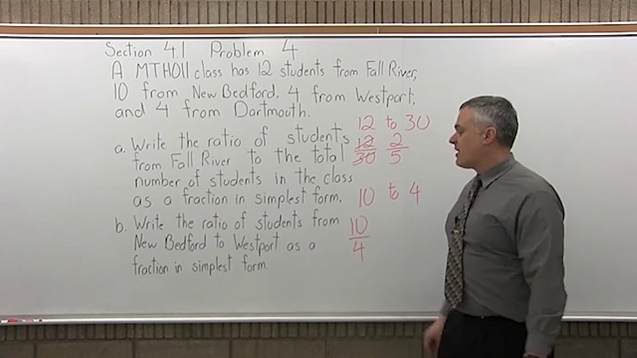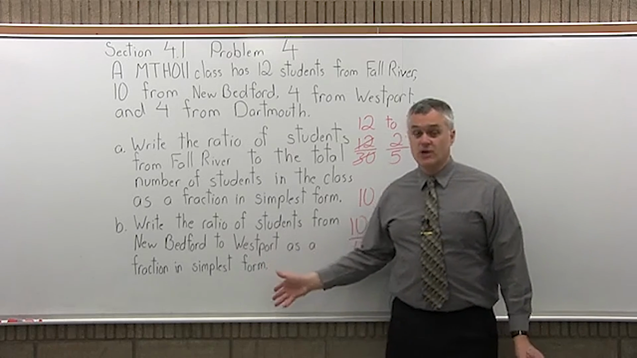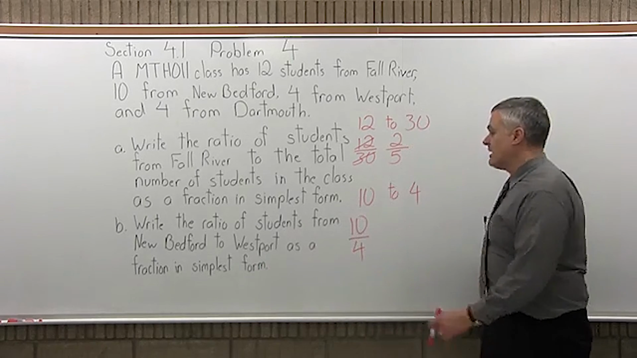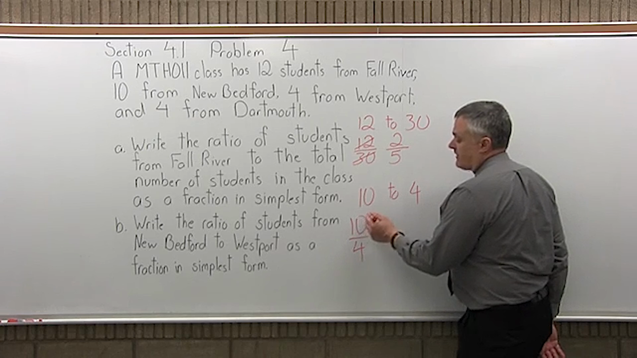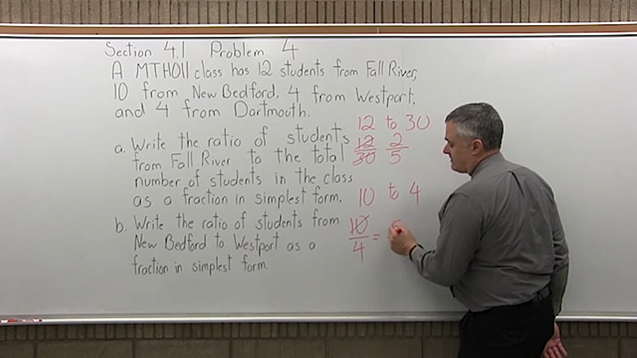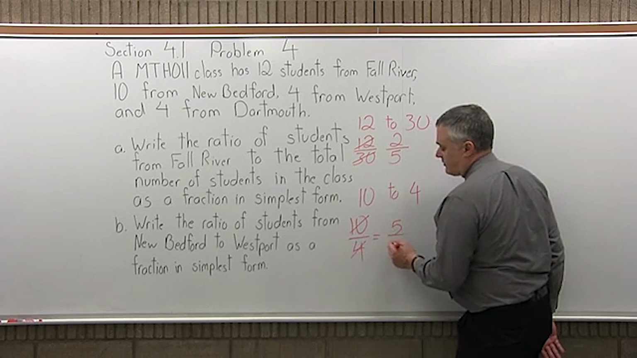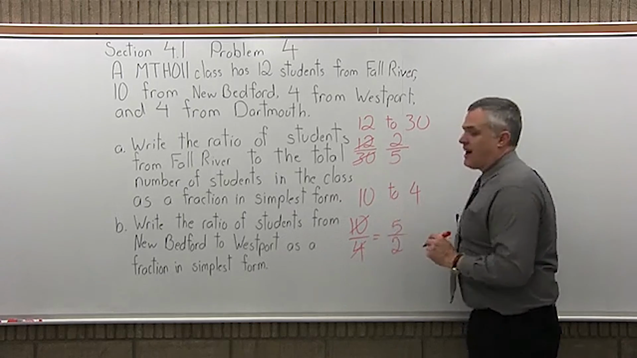And if it didn't mention the part about being in simplest form, I could stop here. But to get it in simplest form, I can reduce this. 2 divides into both evenly. 2 divides into 10 5 times. And 2 divides into 4 2 times. So 5 over 2.